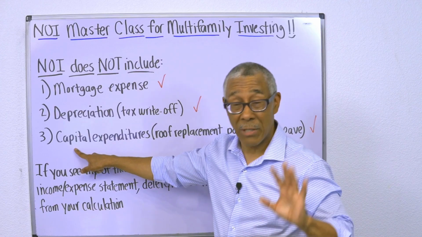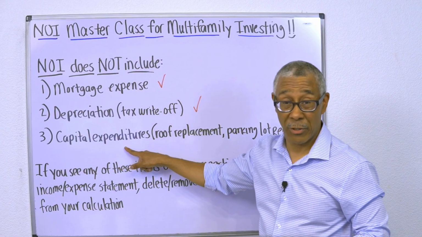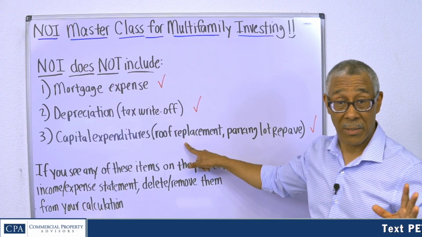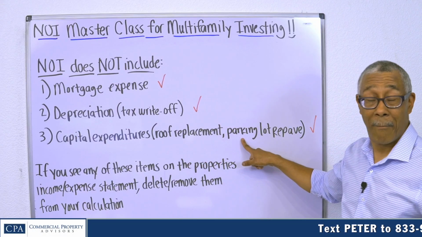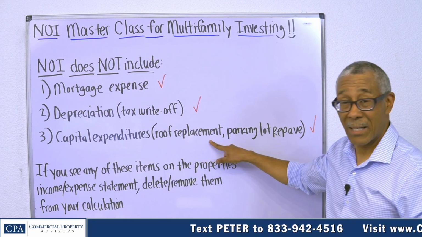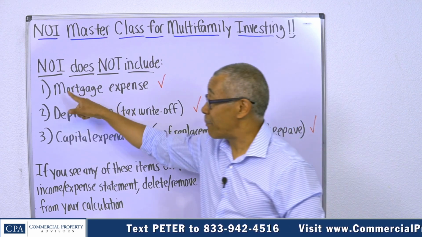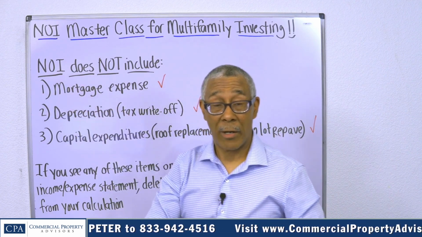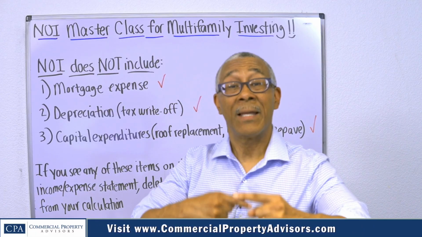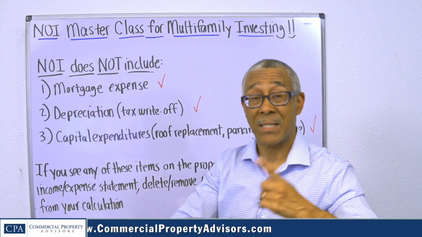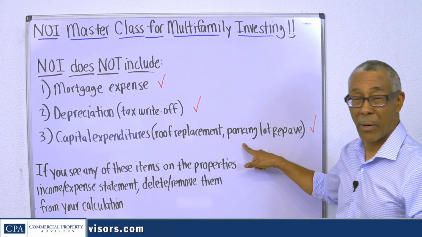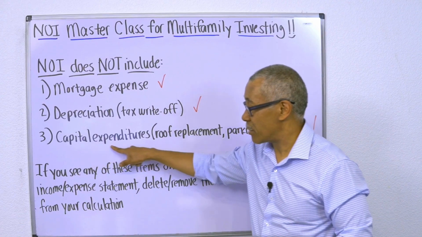And lastly, do not include any capital expenditures. What is that? Capital expenditures are roof replacements. Capital expenditures are also parking lot repavement. Big ticket items like that should not be included, because operating expenses are your recurring expenses: repairs, maintenance, tax, insurance, things that recur time and time again that you do every month. You're not going to do a roof every month. You're not going to do a parking lot every month. So capital expenditures should not be included.